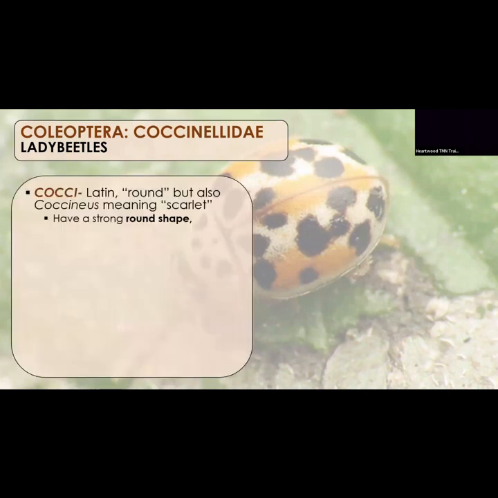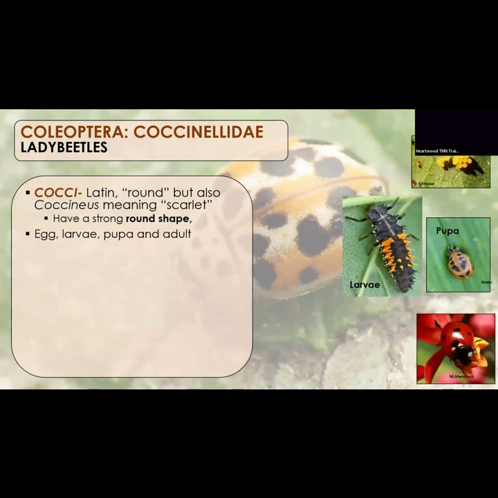Coccinellidae. So cocci round, but apparently Coccinellidae was named by a French guy, and it's all very poetic on how he came across it. Something about Latin meaning coccineus and something to do with the Lady Mary and red, and I don't know, but to me, cocci in Latin means round. That's how I remember Coccinellidae. Ladybugs, lady beetles are round. See what I did?